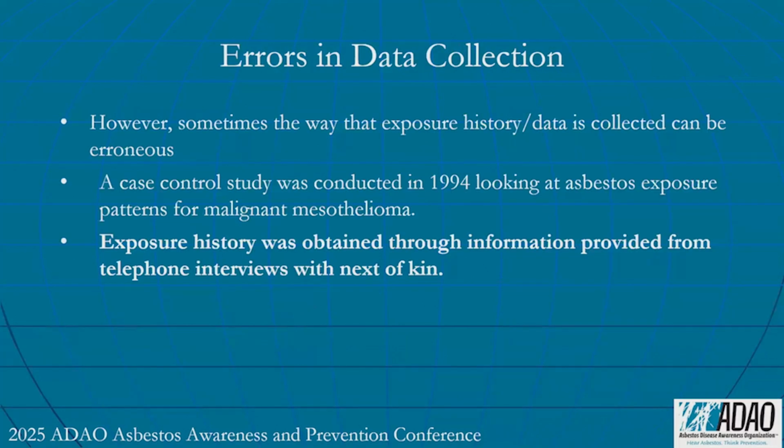Sometimes the way exposure history and data are collected can be erroneous. There was a case control study conducted in 1994. It looked at asbestos exposure patterns for mesothelioma. It was obtained through information from telephone interviews, in general from next of kin. So what's wrong with this method? How many of you in this room can tell me what your father did when you were a child or before you were born, not just what his job title is, but what he did?